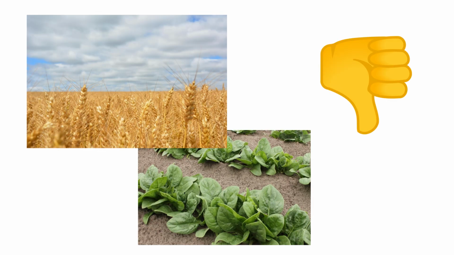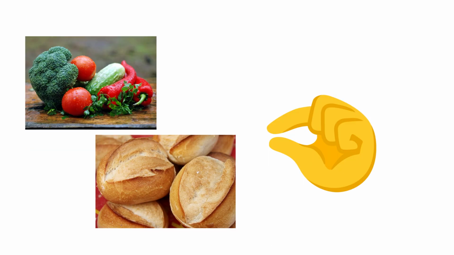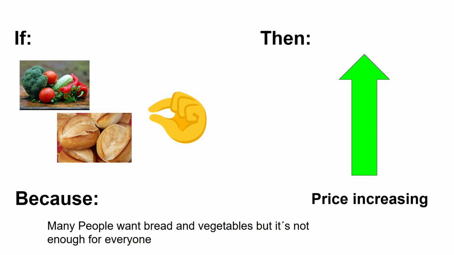Let's look at another example. The harvest was bad, and that's why there is little bread and vegetables. When there is less bread and vegetables, the farmer has to raise the prices, because many people want bread and vegetables, but there is not enough for everyone. This shows that prices do not only depend on what people want, but also on how much food exists in the market. Let's look at supply.